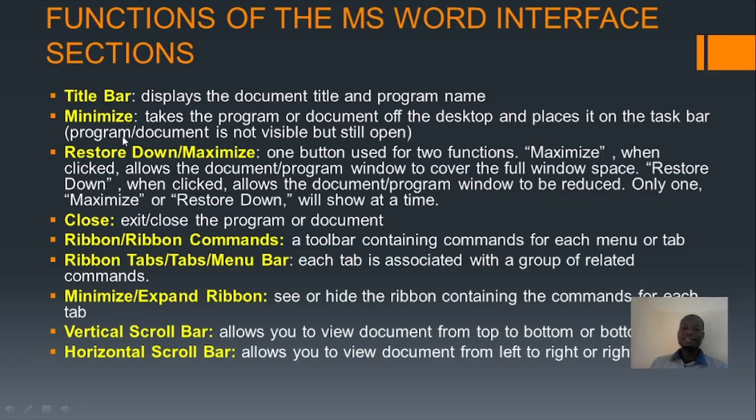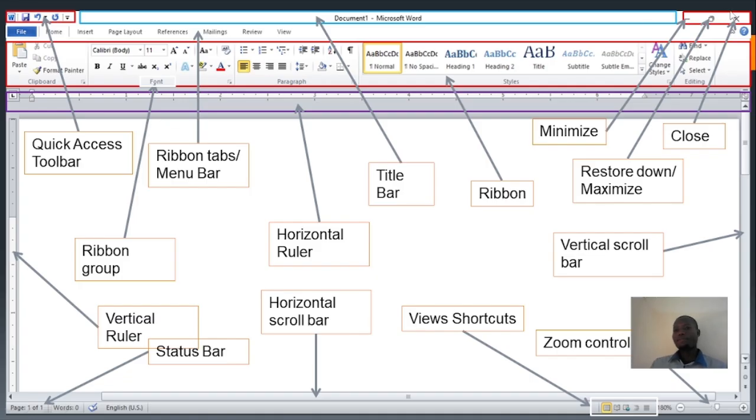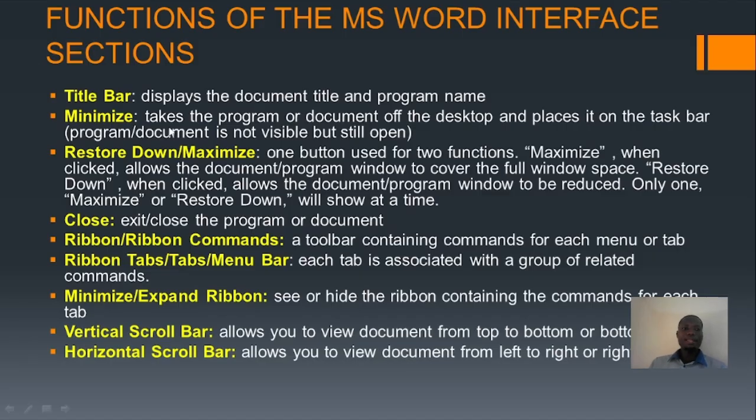Then we have the minimize button. We have seen the minimize button here. This is the minimize button, as you can see it here. Now we can say the minimize button takes the program or document off the desktop.